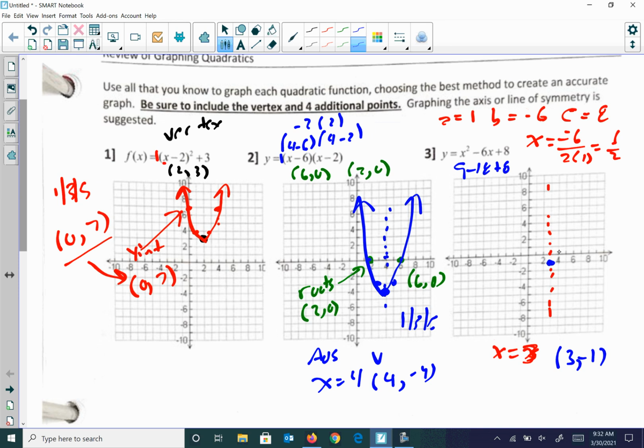My pattern graph is going to be 1, 3, 5 because my a value is 1. So right 1 up 1, left 1 up 1. Hey, we found the root. So 4, 0 is a root, and 2, 0 is a root. And then right 1 up 3, left 1 up 3. So it looks like that. If I wanted to find the y-intercept, because this is already worked out, it is going to be 0, 8. So it would have been up there.